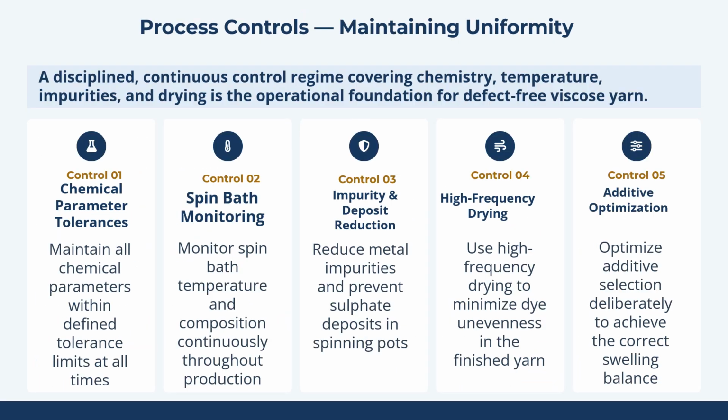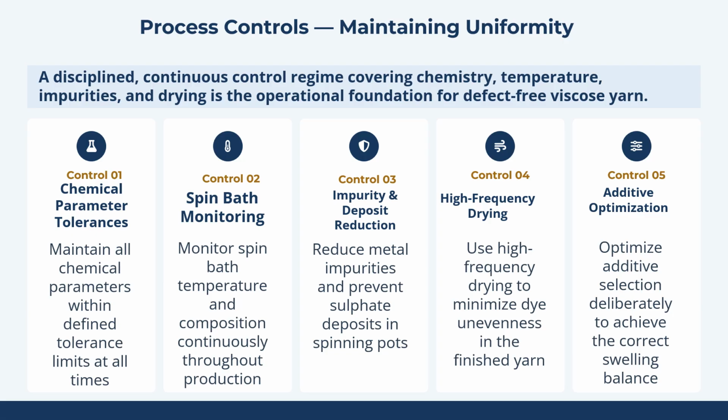To achieve consistent dye absorption, a disciplined control system must be maintained throughout production. First, all chemical parameters must remain within their specified tolerance limits. Second, spin bath temperature and composition should be continuously monitored to detect deviations quickly. Third, metal impurities and sulfate deposits must be minimized through effective housekeeping and quality control practices.